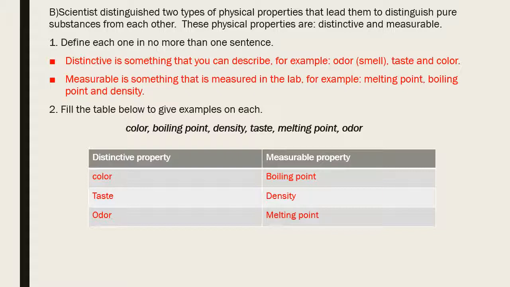So fill in the table below to give examples on each. Color is a distinctive property. Boiling point is a measurable property. Density is a measurable property. Taste is a distinctive property. Melting point is a measurable property, and odor, which is also known as smell, is a distinctive property. So these questions are a nice summary of what we mean by distinctive and measurable. These are really important for you to understand, so please revise these very well.